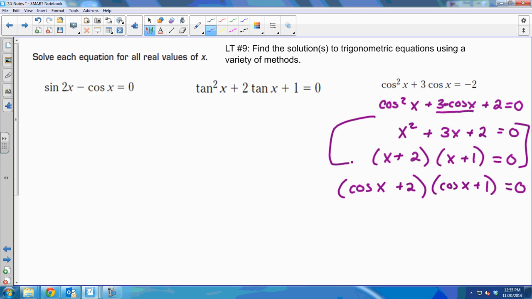All right, so when you have the zero product property, you set them both equal to 0. Solve them both.